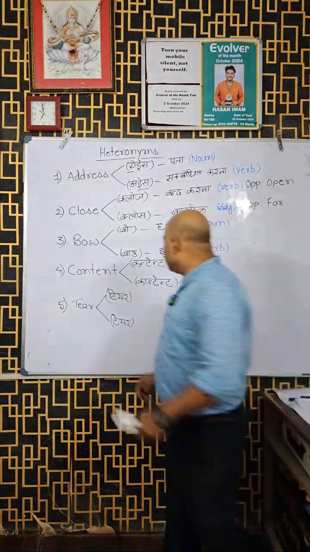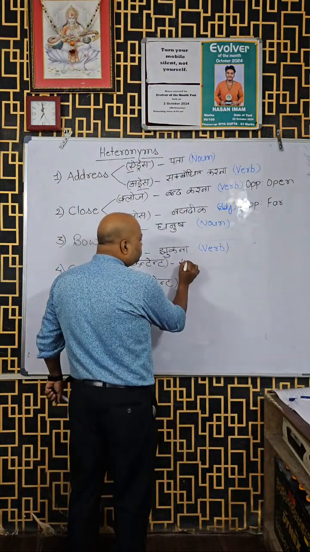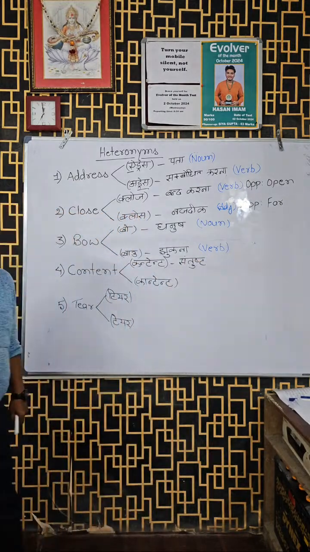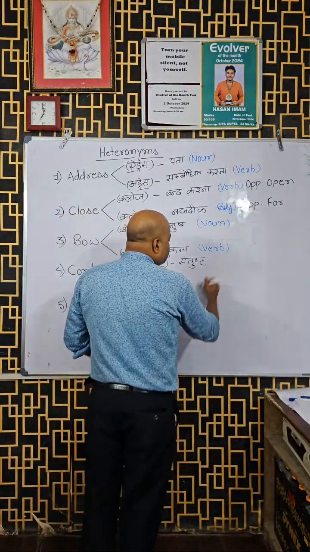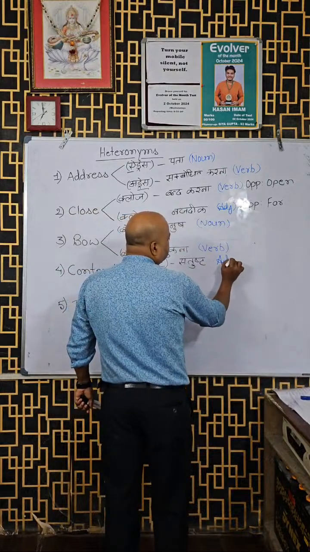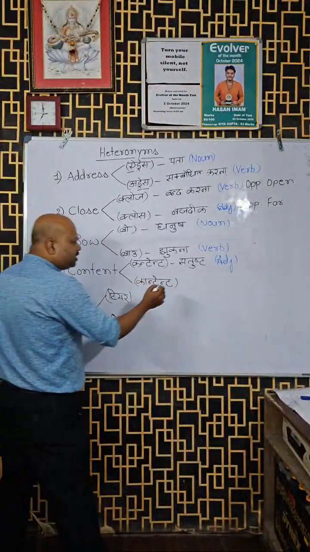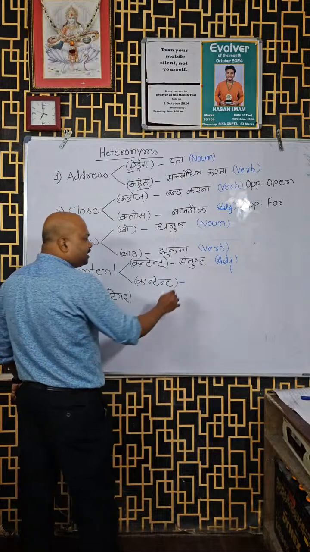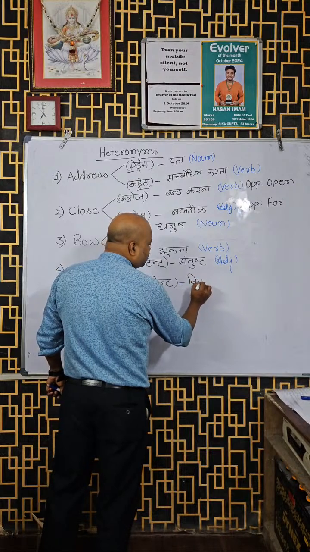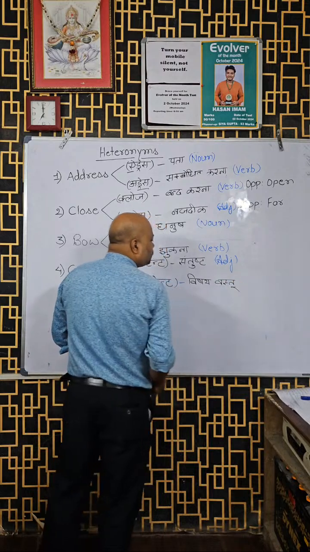Content is actually an adjective which means संतुष्ट. Santusht, content, and this is an adjective. Whereas this one, content, is called विषय वस्तु, जो किसी चीज के अंदर पाई जाती हो. This is a noun.